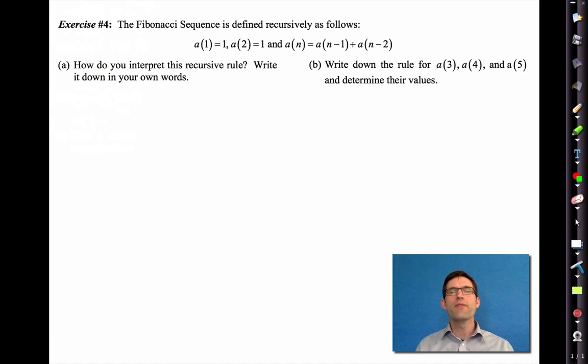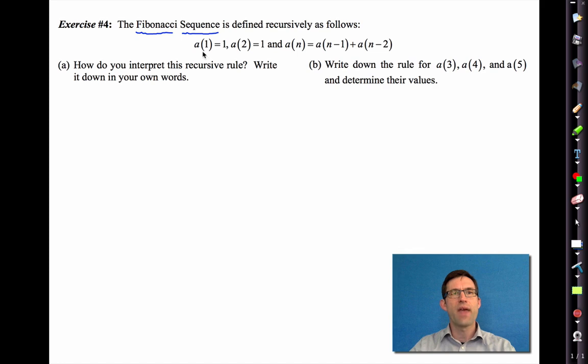Quite possibly one of the most famous of all recursively defined sequences is what's known as the Fibonacci sequence. It's really kind of cool. I would encourage you to explore it more by going into Google and typing in Fibonacci sequence. Even take a look at images that it produces, because there's lots of examples of where the Fibonacci sequence comes up in the real world, and they're really kind of cool. But let's take a look at it.